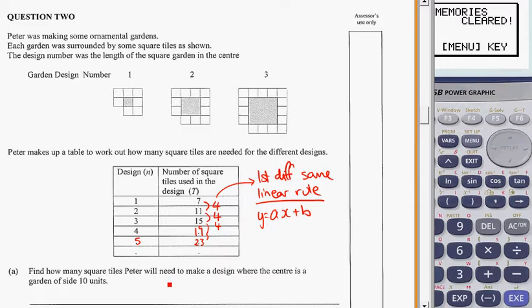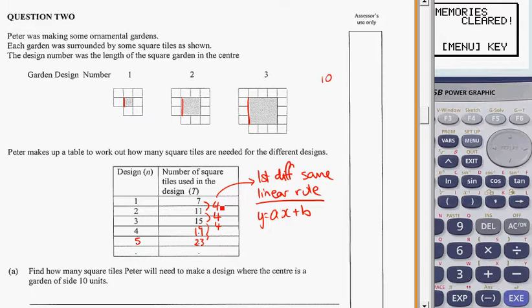Find how many square tiles Peter will need to make a design where the centre of a garden has side of 10 units. So design 1 has 1 unit. Centre of the garden. The centre has 2 units. This has 3 units for the centre of the garden. And so obviously if we've got 10 units, that would be design number 10.